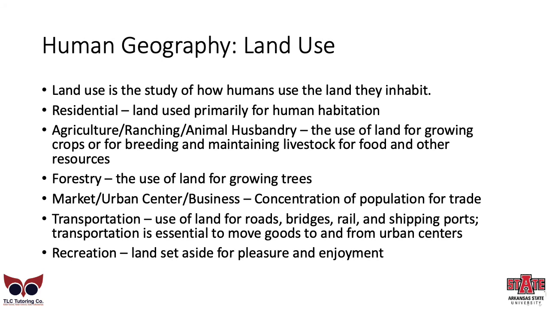Forestry is the use of land for growing trees. Market, urban center, and business is land that has a concentration of population for trade. Transportation is the use of land for roads, bridges, rail, and shipping ports. Transportation is essential to move goods to and from urban centers. And finally, recreation. Recreational land is land set aside for pleasure and enjoyment.